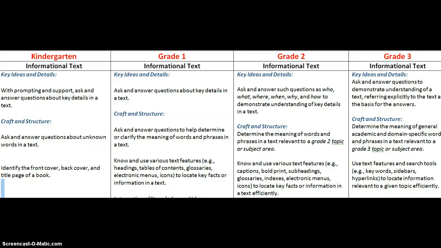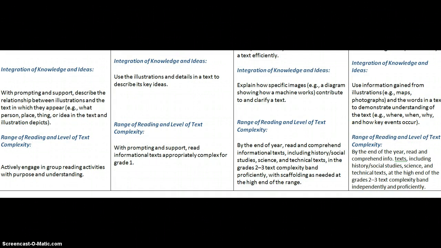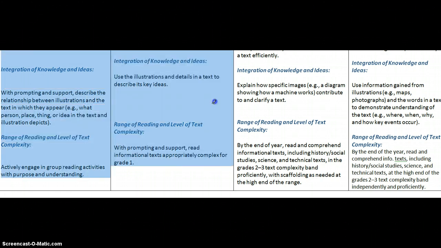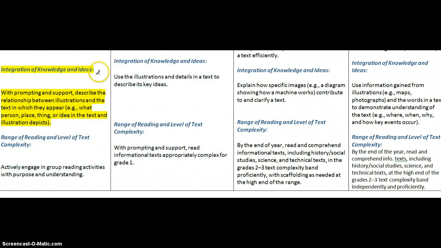Just looking at informational text right now, you can see there are key ideas and details, craft and structure, integration of knowledge and ideas, and range of reading and level of text complexity. Let's just look at the area right here, integration of knowledge and ideas. There's the kindergarten standard, grade 1, grade 2, and there's grade 3. We just solely focus on grade 3 right now.